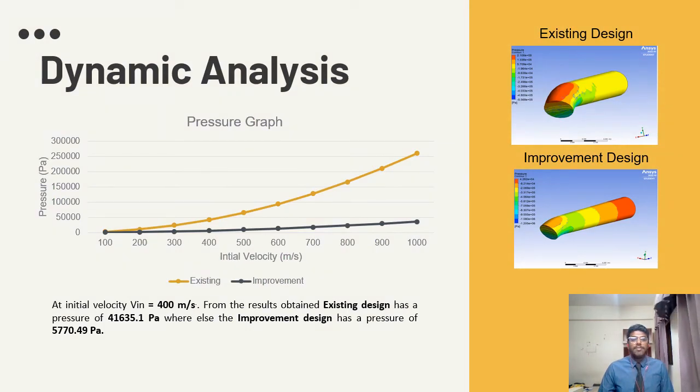Next is a pressure graph where both designs were plotted, and when initial velocity is at 400 meters per second, the existing design has a pressure of 41,635 Pascal and the improvement design was 5,770.49 Pascal, which shows less pressure for the improvement design.